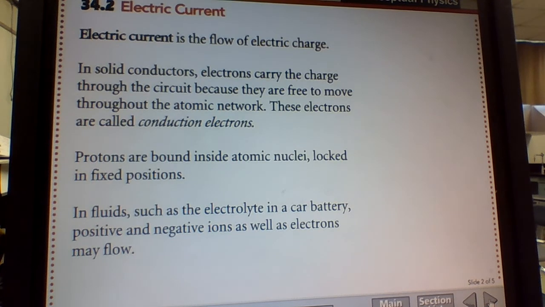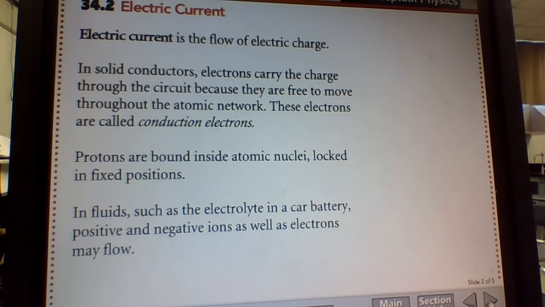So electric current is the flow of electric charge. In solid conductors, electrons carry the charge through the circuit because they are free to move throughout the atomic network. Again, we want those conductors to be metal, things like that, which have those nice loose electrons. These nice loose electrons we call conduction electrons. Electrons ultimately are always the things that are moving anytime we have an electric circuit.